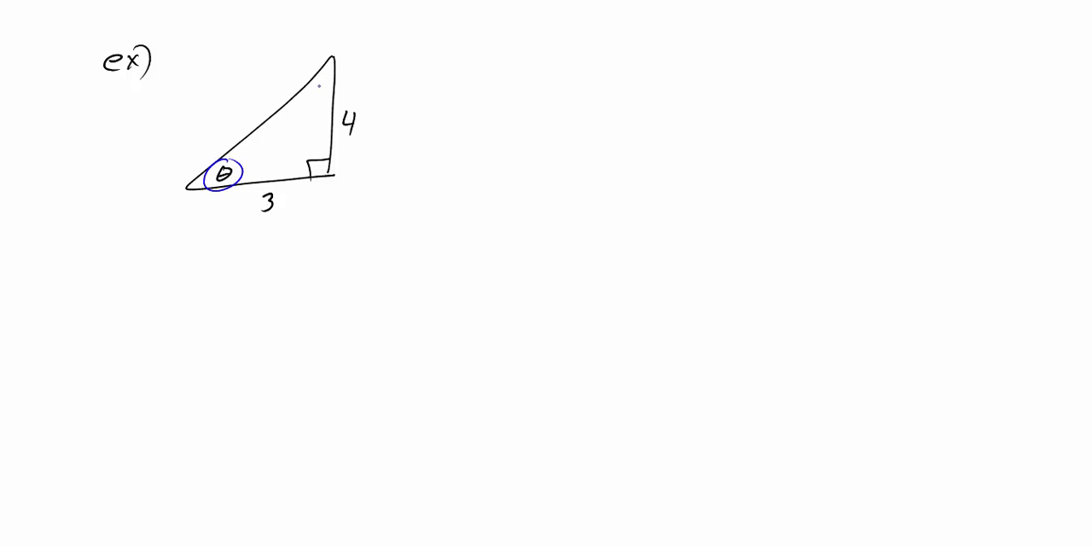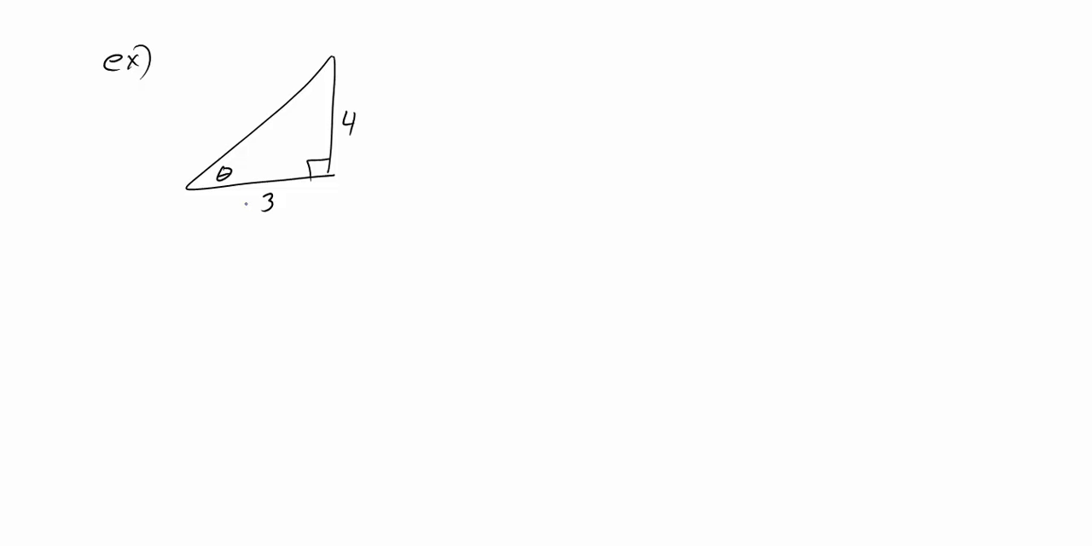Now be careful, we could actually put the angle up here, and we'll talk a little bit more about that later. If this was the angle up here in blue, the opposite side would be the 3 and the adjacent side would be the 4. But the way this triangle is drawn with our angle down here on the left, the opposite side is the 4, and the adjacent side to this angle would be the 3.